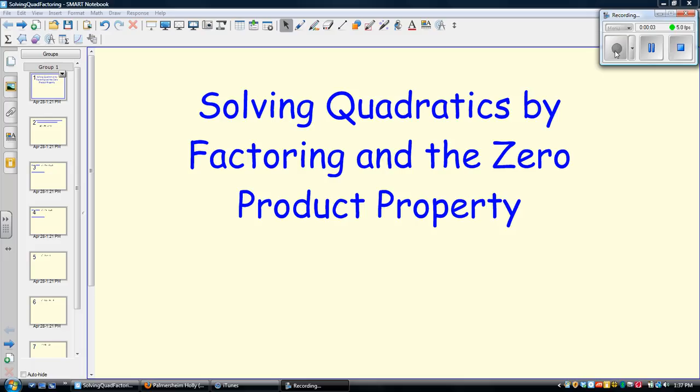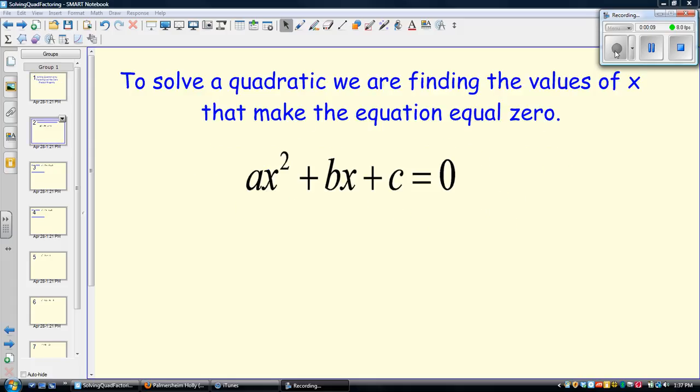Solving quadratics by factoring in the zero product property. To solve a quadratic means that we are finding the values of x that make the equation equal to 0. So when you're looking at the same quadratic format, ax squared plus bx plus c, we are now setting it equal to 0. Since a, b, and c are all numbers, we're looking at what value of x is then going to make the value of this equation equal to 0.